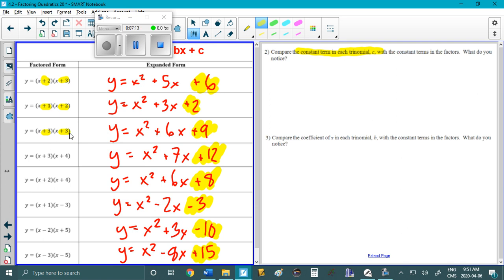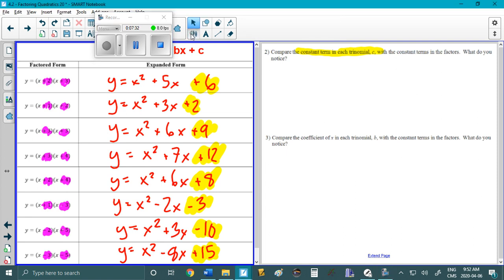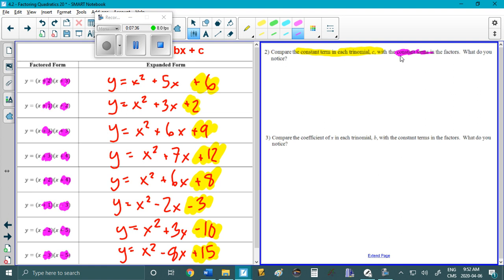I want you to compare those constant terms in the factors to the constant term at the end here. I'm going to pause it and highlight all these numbers in a different color. You don't need to watch me do it. Okay, I have highlighted those, and these are the constant terms in the factors.